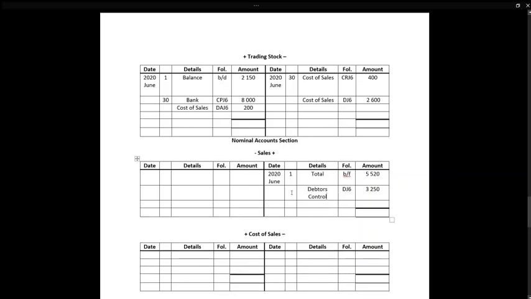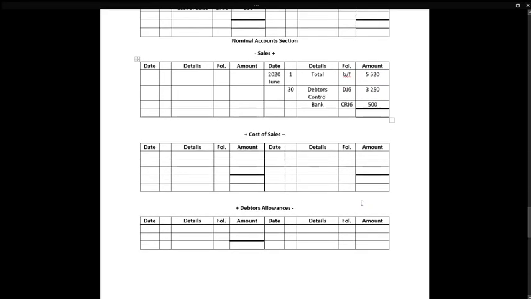Debtors control will be the 30th to include all of the transactions that took place during the month. Then I had cash sales as well to the value of 500 Rand. I got the information from my cash receipts journal 6. My details will be bank, which also took place on the 30th. I'm just not going to write the date again.